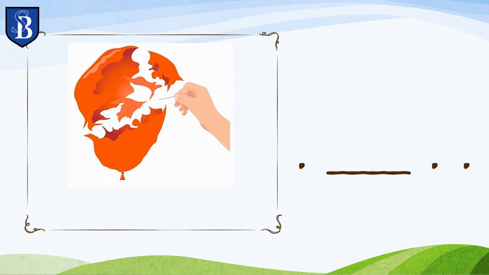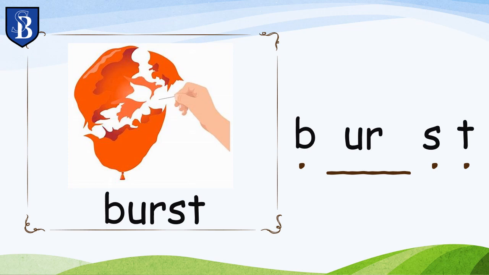Let's see how you did. B sound at the beginning of the word, we used the letter B. Then we need our U and R for the digraph. There's an S before that final T. Burst. B-U-R-S-T. Well done if you got that one right.